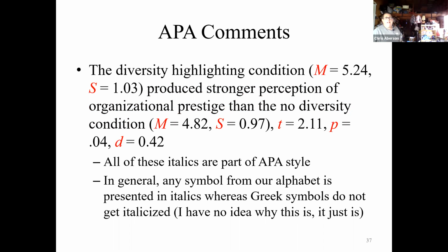All right. These things in italics that I've highlighted this time, those italics are all part of APA style. In general, any statistical symbol from our alphabet would be presented in italics, whereas Greek symbols don't get italicized, which is actually an issue for writing things in Markdown. So that may end up changing. I have no idea why you don't italicize Greek symbols. It's just the way that you do it. Sometimes you just have to accept the things that the APA manual tells you to do without arguing.